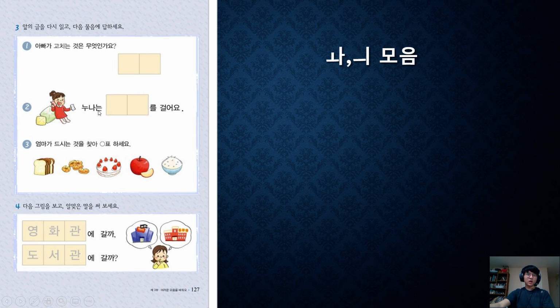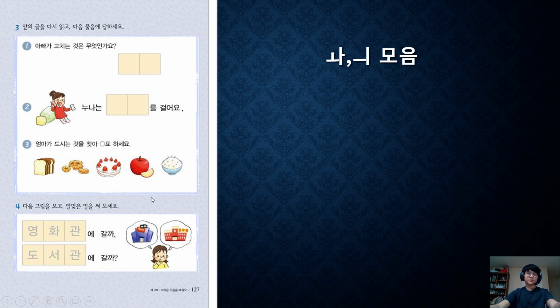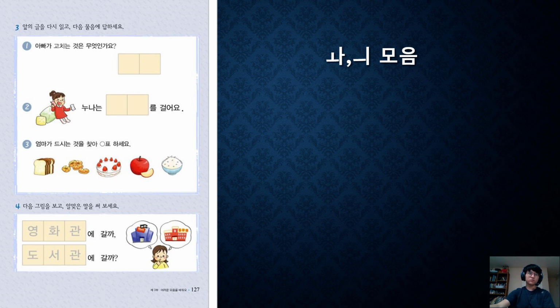Number 2. 누나는 blank blank를 걸어요. What is she 걸어ing? 를 걸어요. Right here. 전화. So when you write it, 전화. 누나는 전화를 걸어요. Sister is making a call.